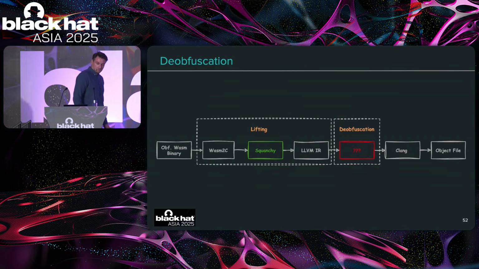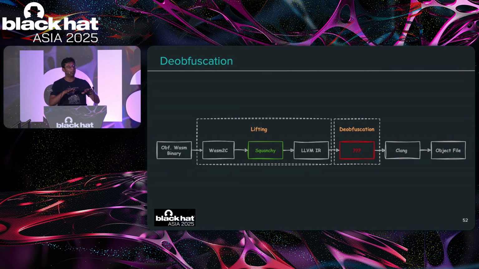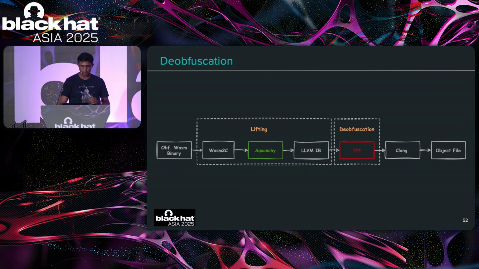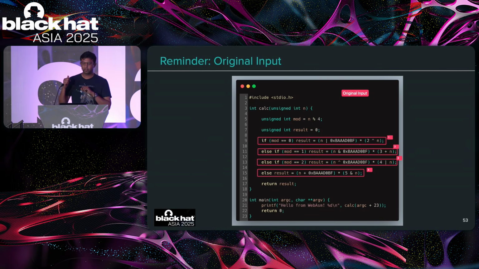Okay, so now we have all the information about lifting, how the things will work. Let's apply it for de-obfuscation. So a reminder, this is a simple input that we are taking. All we need to care about over here is that there are 4 expressions that we care about, just 4 expressions.